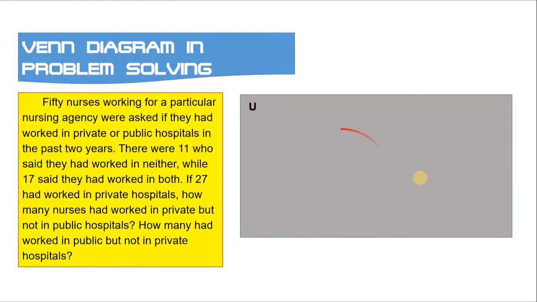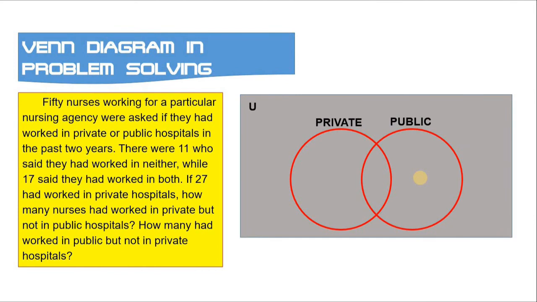So universal set natin, and this is our private, and we have public. Okay, so there were 11 who said they had worked in neither. So hindi sila nagtrabaho sa private and sa public. So doon sila sa labas, okay, sa universal set. While 17 said they had worked in both. So that's the intersection, 17. And if 27 had worked in private hospitals, so that's 10 plus 17 is 27. So we're going to find this portion.